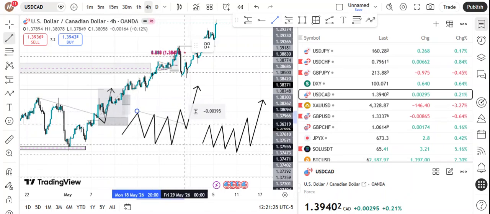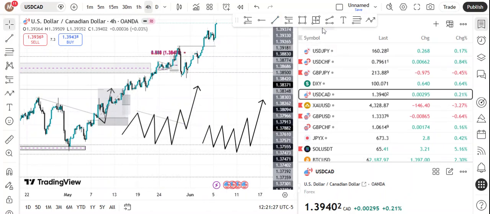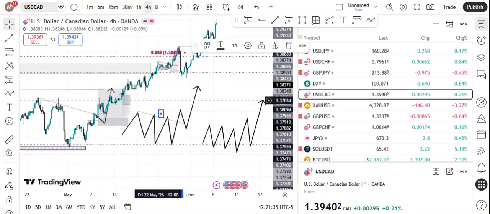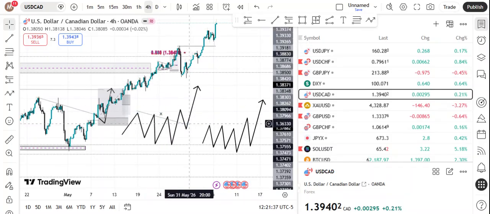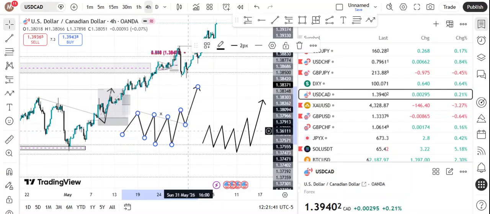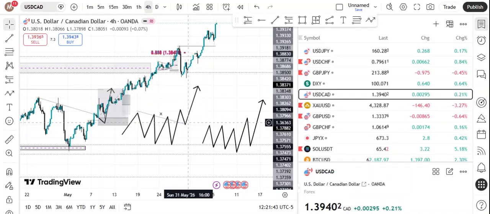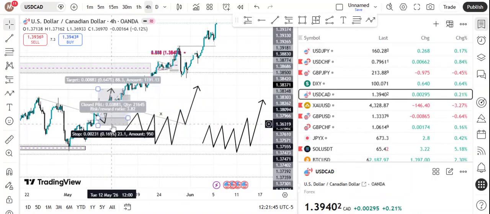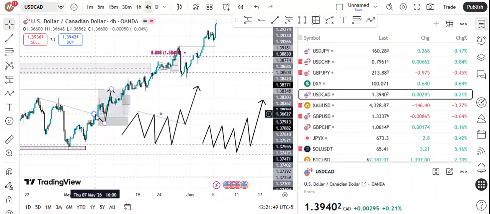You already see trend line liquidity. We're testing at this very level, this key level that we have here. As you can see, there's a key level that we have right here at this moment.